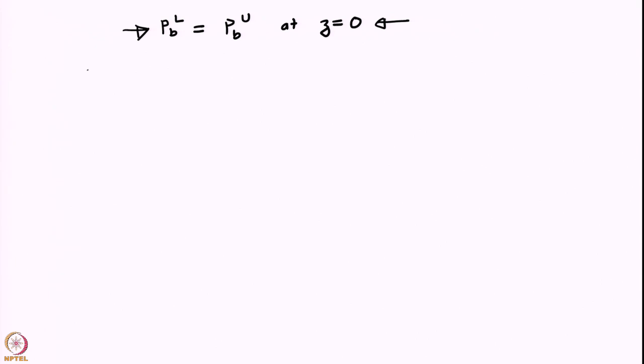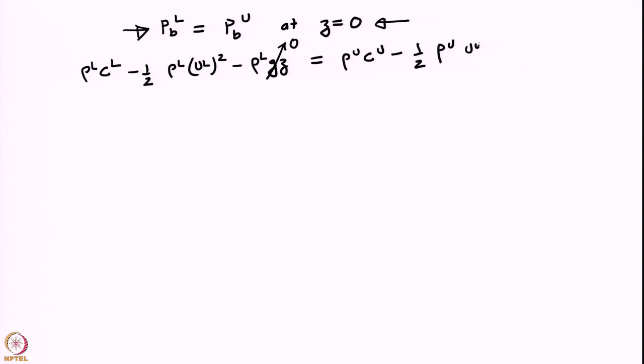So, this leads to rho_L C_L. I am multiplying the Bernoulli equation throughout by the respective densities. So, rho_L C_L minus half rho_L U_L squared minus rho_L g z, and I have to apply this at z is equal to 0. So, this term will go to 0, is equal to rho_U C_U minus rho_U g z. And once again this is also 0 because this condition is true only at z is equal to 0.